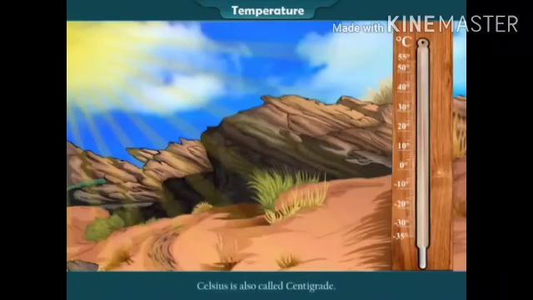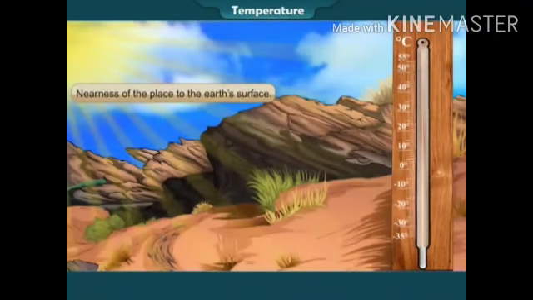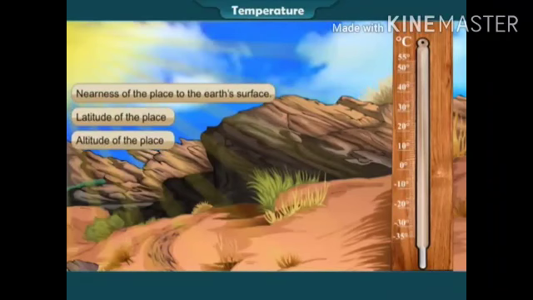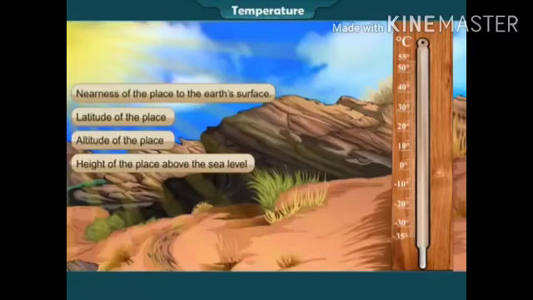The instrument used to measure the heat or the temperature is the thermometer. The thermometer uses centigrade and Fahrenheit, but it is measured in degrees. The factors affecting the temperature are the nearness of the place on the earth's surface, latitude of a place, altitude of a place, height of the place above the sea level, and distance of the place from the sea.